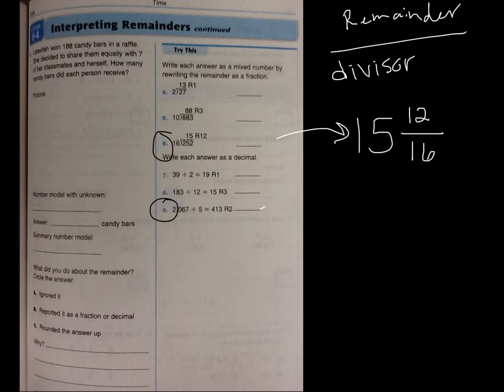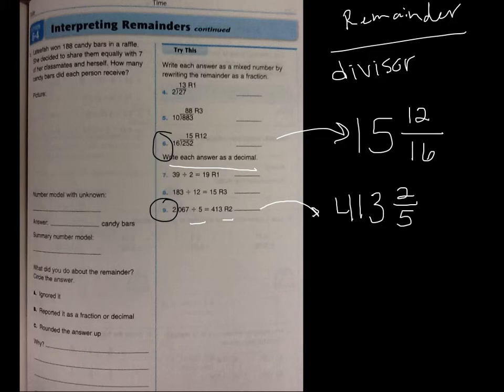Now this one says that we need to write it as a decimal. We first write it as a fraction, then we'll change it into a decimal. So we write our whole number, 413. Our remainder is 2, our divisor is 5. So what is our fraction to make this a mixed number? Correct, we're doing 2 divided by 5. So our answer is 413 2/5.